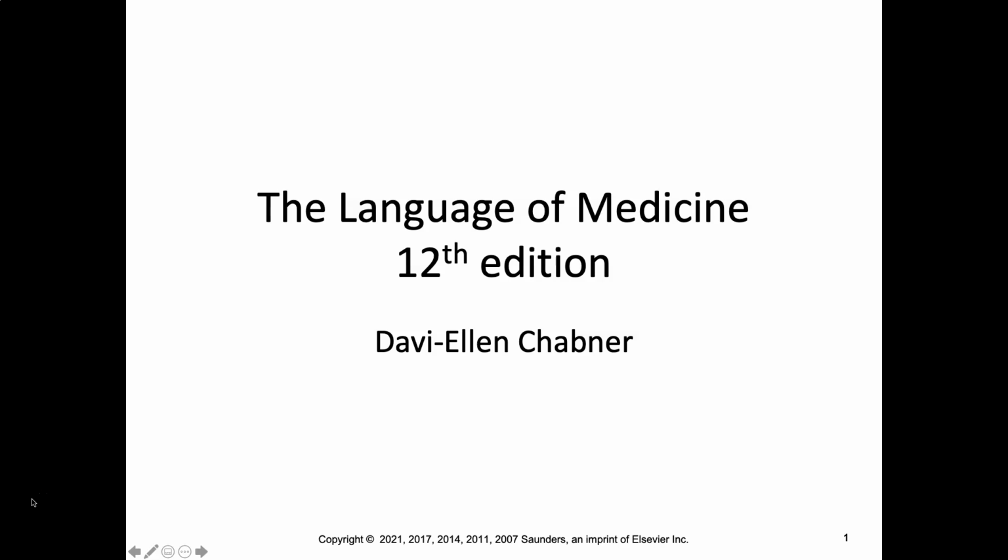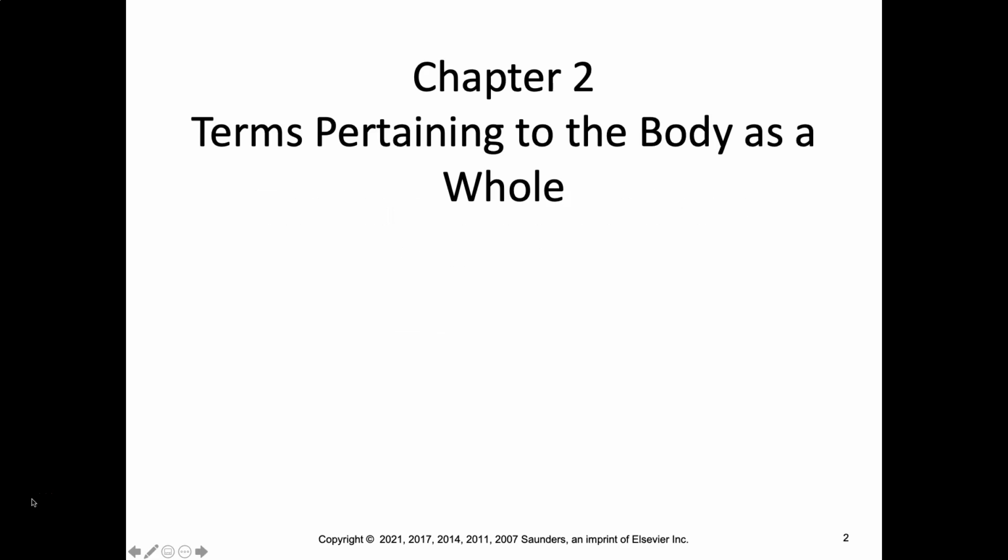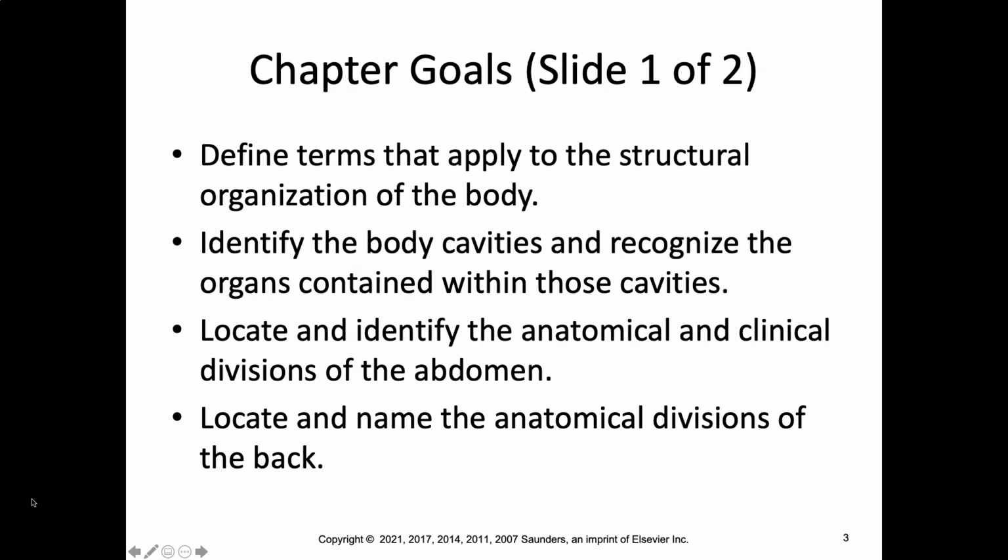We are studying the Language of Medicine, 12th edition by Davi-Ellen Chabner. And this is Chapter 2, Terms Pertaining to the Body as a Whole. We have some chapter goals. We are going to look specifically at the structural organization of the body cavities and the organs that they contain, the anatomical and clinical divisions of the abdomen, and the anatomical divisions of the back.